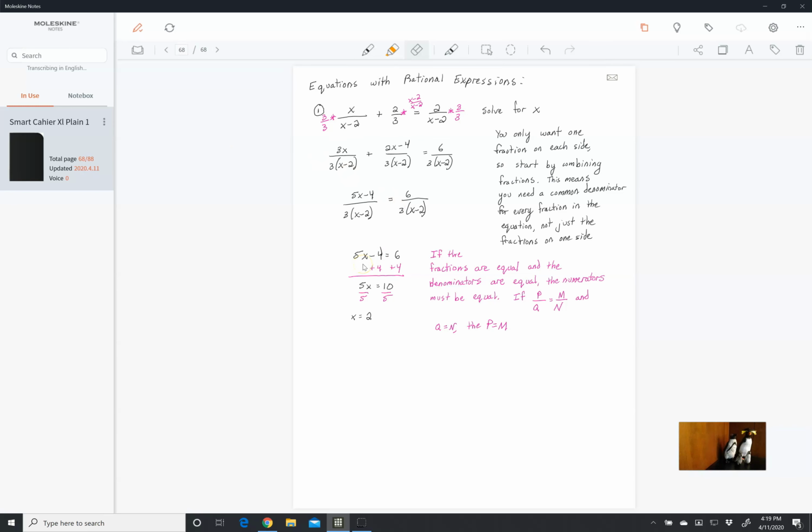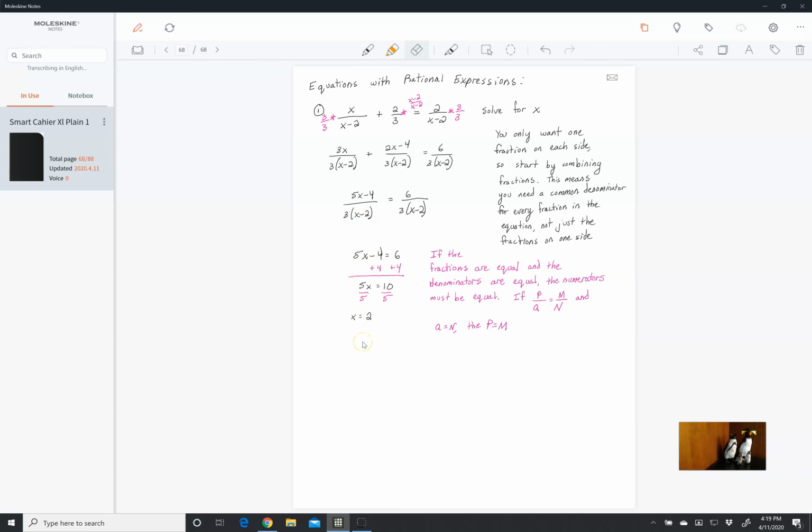Okay, a couple of things. First, this is why we want one fraction on each side, so that we can use this nice little property that if the fractions are equal and the denominators are equal, the numerators must be equal. We can't do that up here, okay? So we wouldn't have been able to do that at this point. That's why we want only one fraction on each side. Then we can use this property. Now the only thing is we're not done yet, because we left out the denominators here, right? We just set the numerators equal to each other.